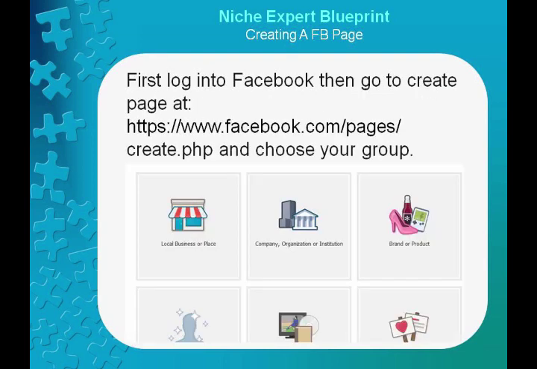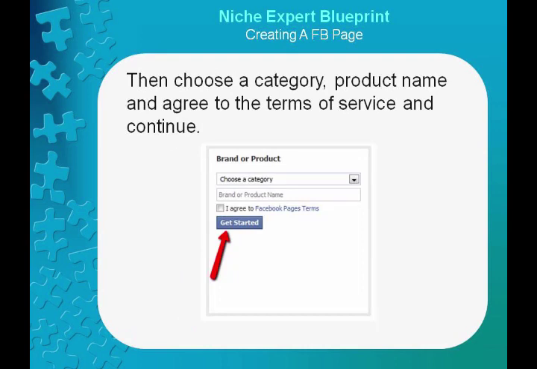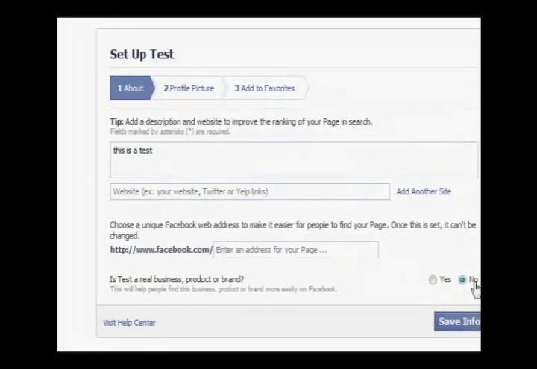First, log into Facebook, then go to create page at https://www.facebook.com/pages/create.php and choose your group. Then choose a category, product name, and agree to the terms of service and continue. Fill out all the info and hit save.